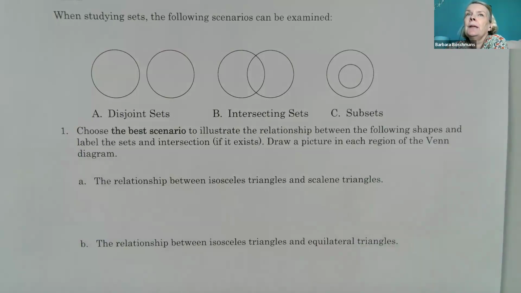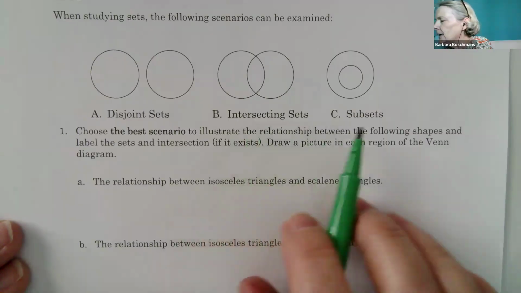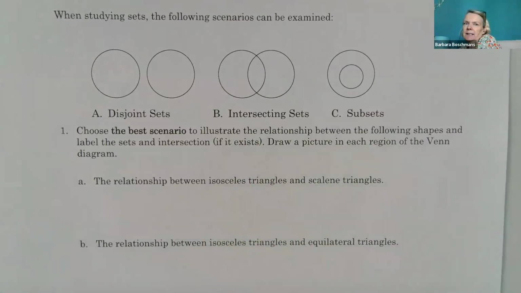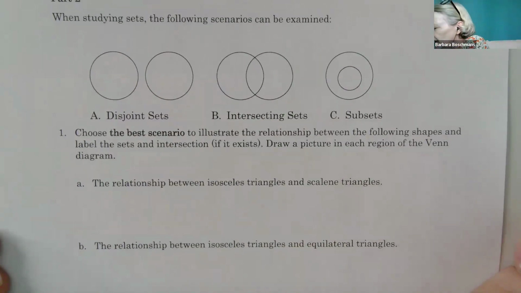You can have a right scalene triangle, but you definitely have triangles that are scalene and not right, and you definitely can have a right triangle that has a 90-degree angle, but that's not scalene. That would be intersecting. Subset would be all blank triangles fit the definition of the outer Venn diagram.